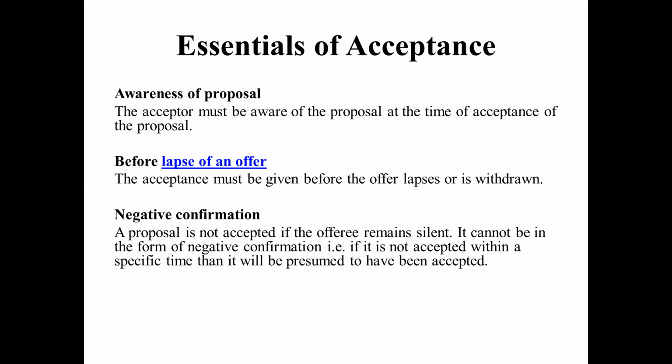Now, negative confirmation. If a proposal is not accepted and the offeree remains silent, it cannot be in the form of negative confirmation. That is, it cannot be said that if it is not accepted within a specified time, then it will be presumed to have been accepted. According to the Contract Act, it discourages negative confirmation or the silence of the offeree. If that person is silent, it means the proposal has not been accepted. Like if any party is not giving consent or declining the proposal and is still acting neutral, then the Contract Act states that if the offeree remains silent, the proposal is not accepted. The acceptance is not valid. It lacks the essentials of acceptance because it should be communicated to the offeror.